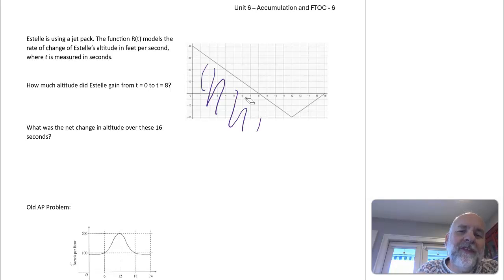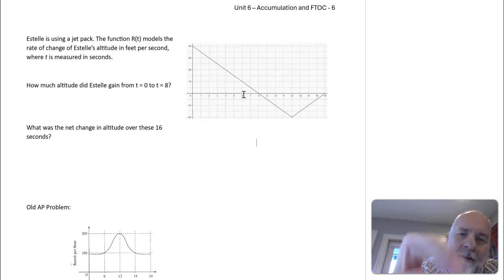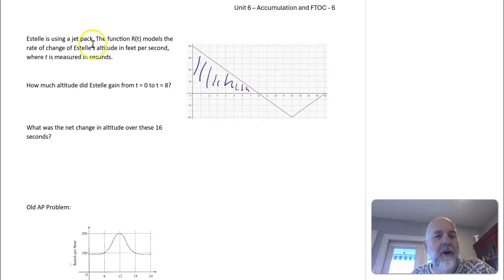What we really mean is the area between the curve and the x-axis. So Estelle's using a jetpack and she's flying through the air and going up and down. And the function r of t, which is illustrated here, is the rate of change of Estelle's altitude. So it's her vertical velocity. She's going up and down. So this is velocity. And the question is, how much altitude did Estelle gain from 0 to 8?